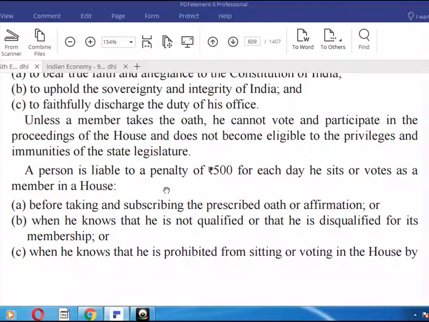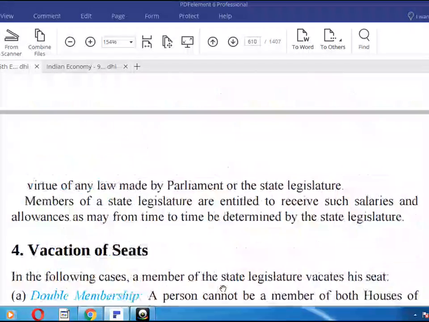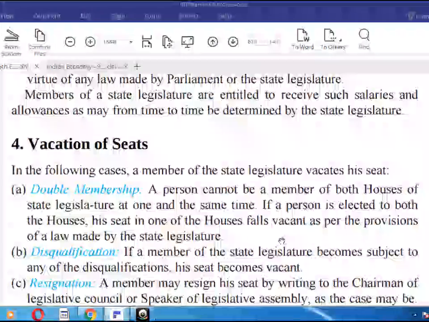A person is liable to a penalty of 500 rupees for each day he sits or votes as a member of the House before taking and subscribing the prescribed oath or affirmation, when he knows that he is not qualified or that he is disqualified for its membership, or when he knows that he is prohibited from sitting or voting in the House by virtue of any law made by Parliament or the state legislature. Members of the state legislature are entitled to receive such salaries and allowances as may from time to time be determined by the state legislature.